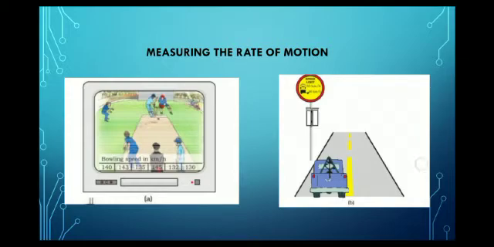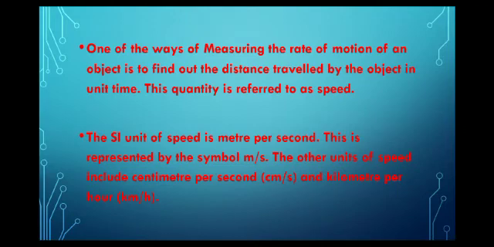So one of the ways of measuring the rate of motion of an object is to find out the distance travelled by the object in unit time. This quantity is referred to as speed. The SI unit of speed is meter per second, represented by the symbol m per s. The other units of speed include centimeter per second and kilometer per hour.